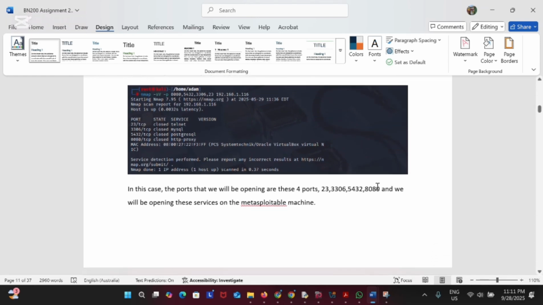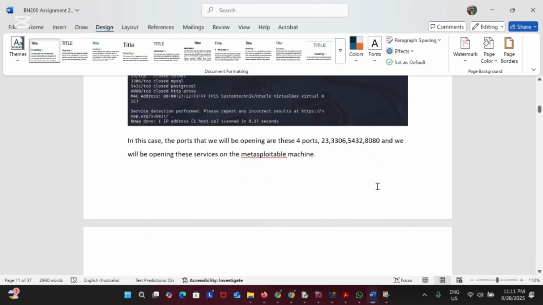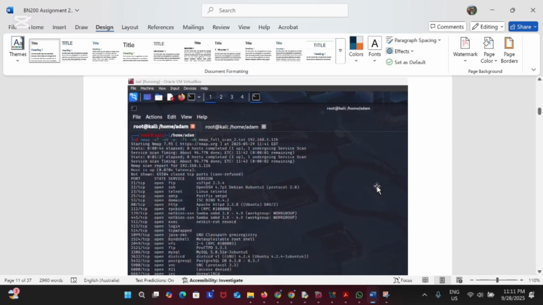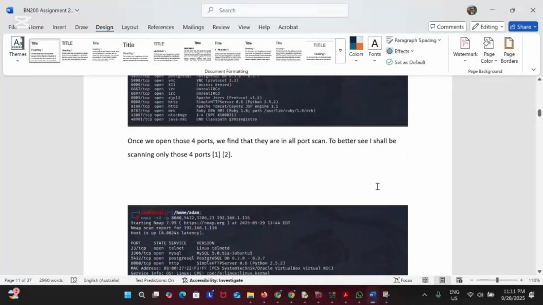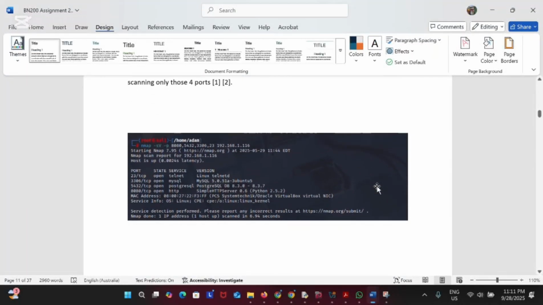To demonstrate Nmap real-time detection capability, we opened these four services on our target machine and rescanned, and the result clearly showed all four ports transition from closed to open state with detailed service version information displayed.